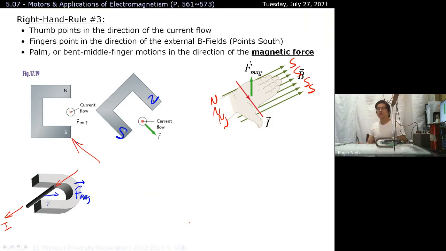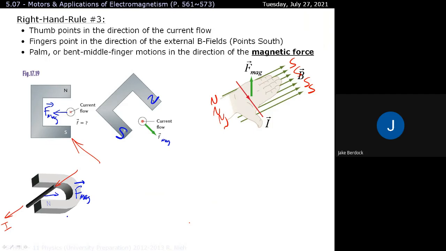So once again, in the first example, the magnetic force is moving towards the left. The second example, the magnetic force, FMAG, wasn't listed there, is pointing to the bottom right. And in the third case, the magnetic force is pointing to the right. Okay, so there's no way you can memorize it any other way other than using right-hand rule number 3. Okay, yes, question? Sorry, I'm confused. Do you mind going over the third one again?